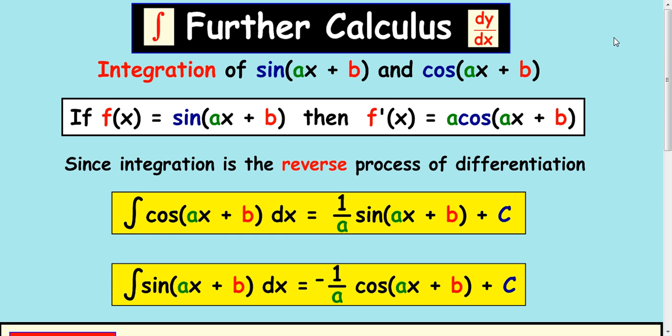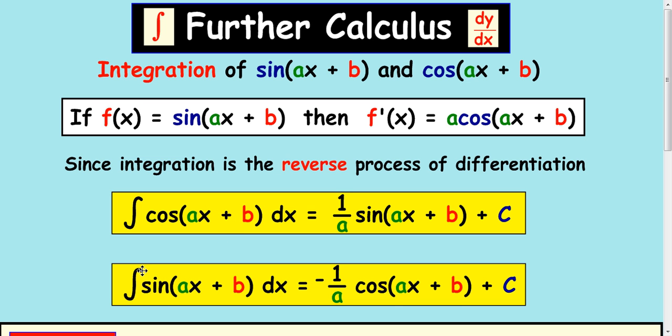In this lesson, we're going to look at how to integrate sine and cos of a complex function. Now, since integration is the reverse process of differentiation, then to integrate cos, we get sine, and when we have a bracket here, instead of multiplying by the derivative of the bracket, we divide by the derivative of the bracket.